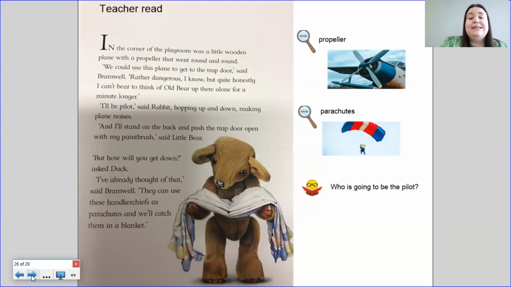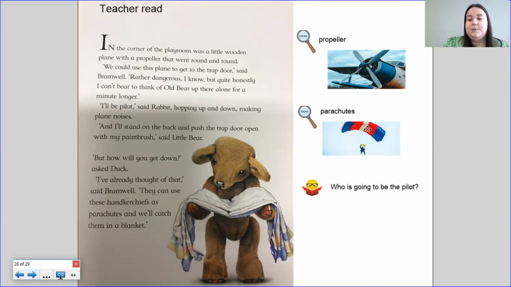"We could use this plane to get to the trapdoor," said Bramwell. "Rather dangerous, I know, but quite honestly, I can't bear to think of Old Bear up there alone for a minute longer." "I'll be the pilot," said Rabbit, hopping up and down, making plane noises. "And I'll stand on the back and push the trapdoor open with my paintbrush," said Little Bear. "But how will you get down?" asked Duck. "I've already thought of that," said Bramwell. "They can use these handkerchiefs as parachutes and we'll catch them in a blanket."